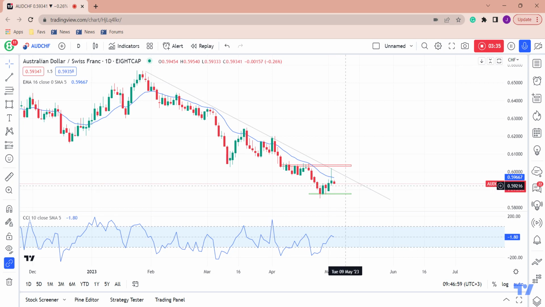on the Aussie Swissy. So do remember the FOMC. Anything positive for the Aussie could send it higher. Anything negative could help to confirm the current idea that we're looking at.